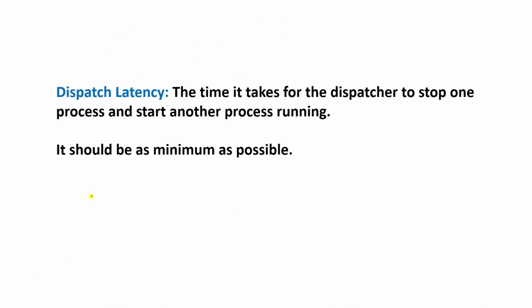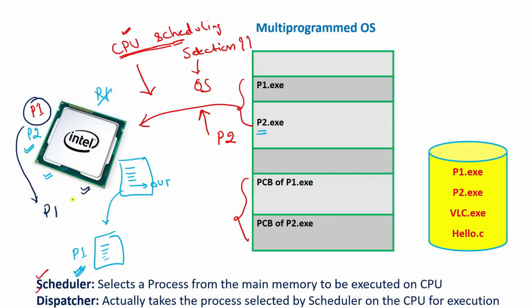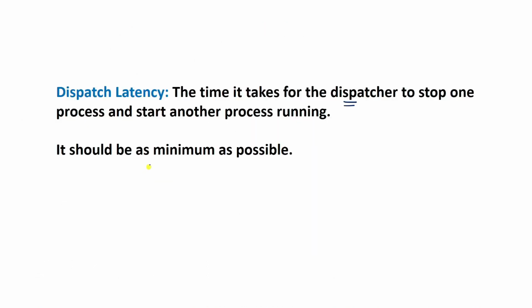So here comes another term called dispatch latency. It is the time it takes for the dispatcher to stop one process and start another process running on the CPU. That is, P1 has stopped running on the CPU, now P2 has to be started. The time it takes for the dispatcher to start execution of P2 on the CPU has to be very, very small. That's why dispatch latency should be as minimum as possible.